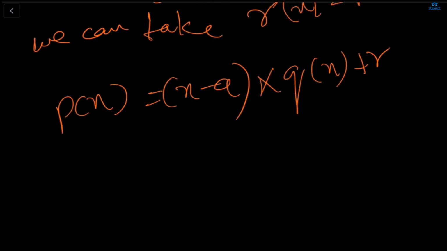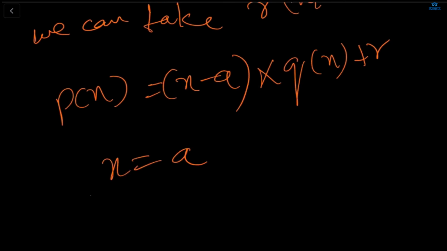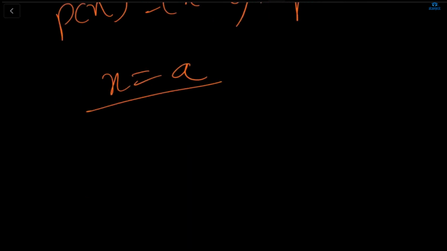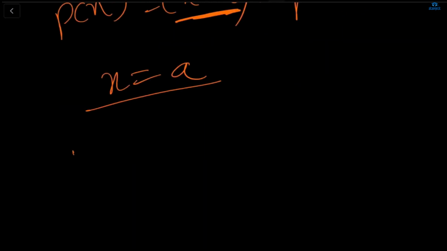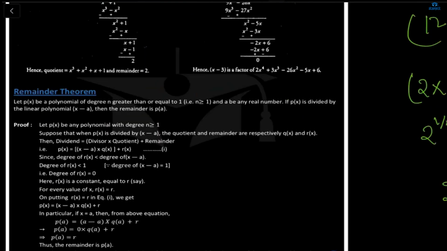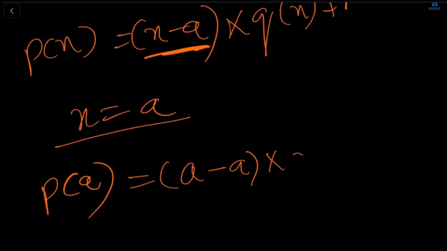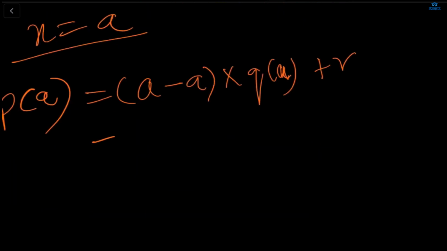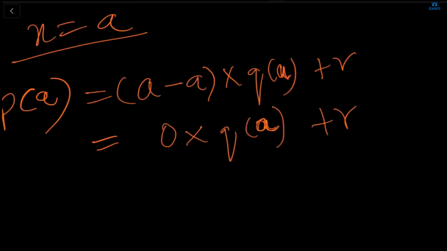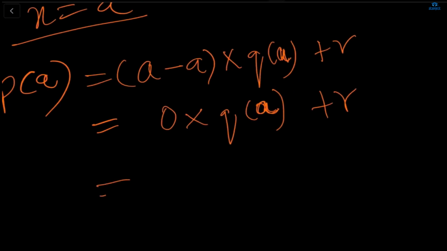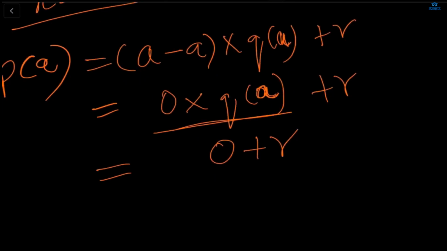Now if we put x is equal to a in the above equation, because we are checking x minus a, and in the theorem the remainder is p(a), so we are finding the value of p(a). So p(a) will be, putting a minus a, a minus a times q(a) plus r. Now a minus a is 0, and 0 multiplied by q(a) plus r gives 0 plus r. So at the end, p(a) is equal to r.